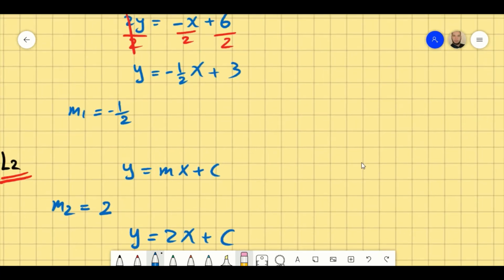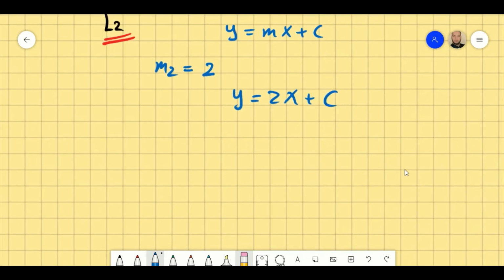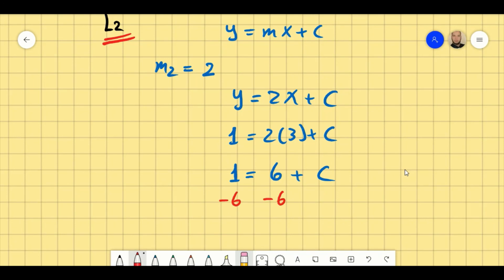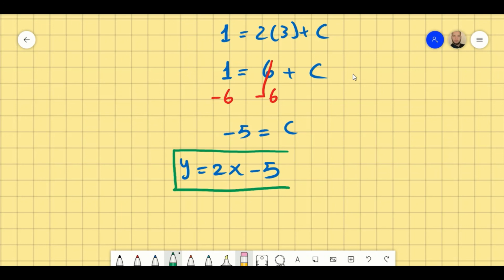I replace with my point (3, 1), so x with 3 and y with 1. Excellent. So 1 equals 2 times 3 plus c, 1 equals 6 plus c. Subtract 6 from both sides, so c is negative 5. Let's update our equation for the last time: y equals 2x minus 5. Thank you. That's it, guys. Best of luck, God willing.